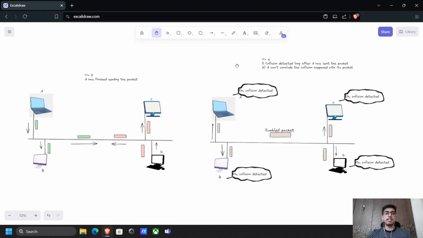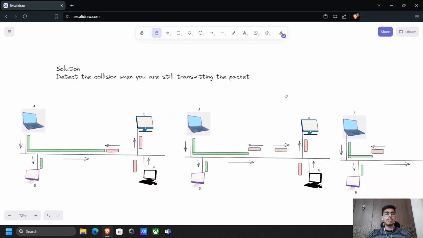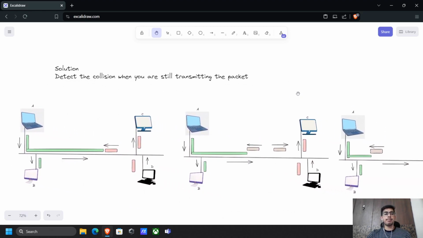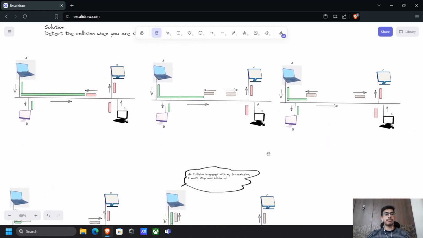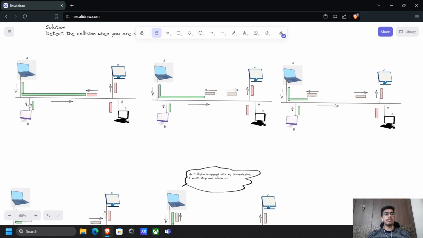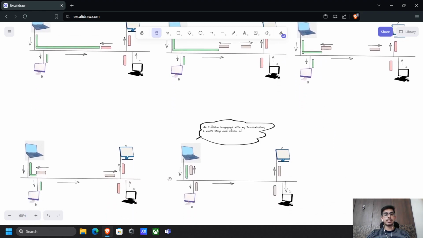So to deal with that, we have a simple solution, and the solution is to detect the collision while you're still transmitting the packet, right? So let's go over this flow again. In this scenario, let's consider that A is still transmitting. So again, A is transmitting to C and D is transmitting to B, and A is still transmitting. And at this point in the channel, a collision happens, leading to the jumbled packet.